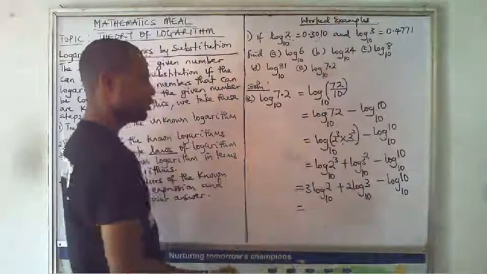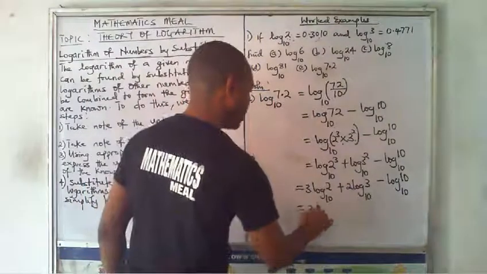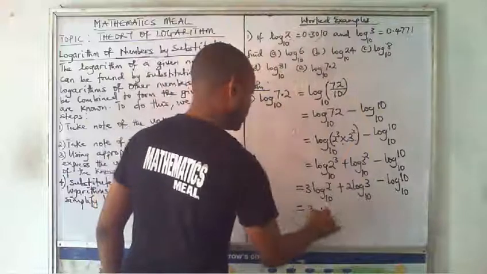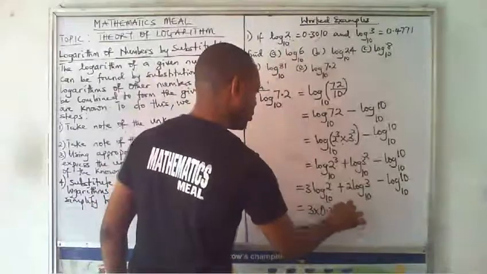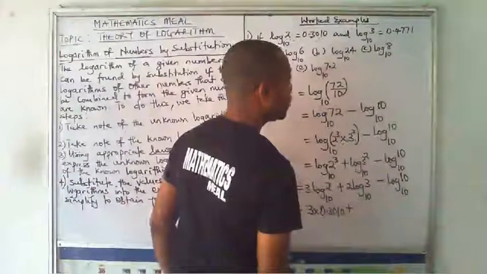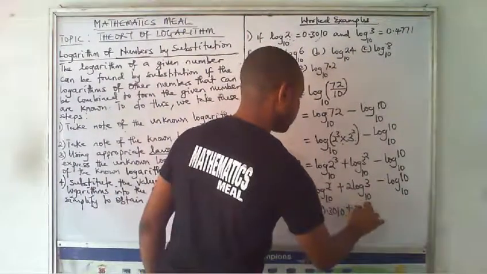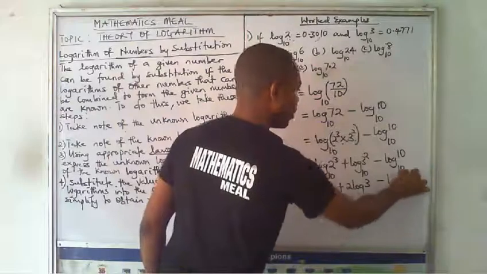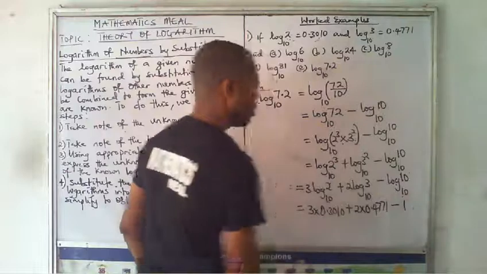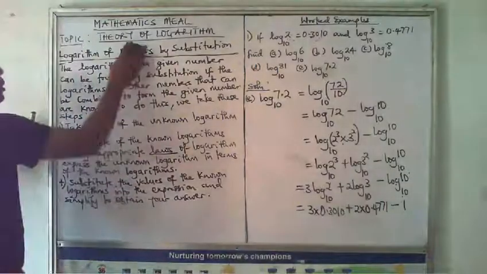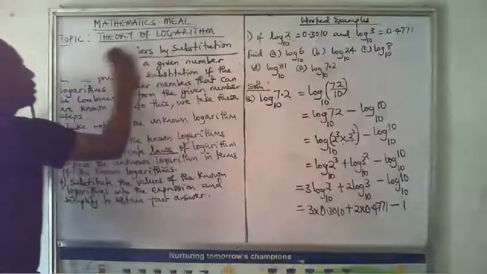So we're almost through. We now have 3 times log 2 in base 10, which was given to us as 0.3010, plus 2 times log 3 in base 10, which was given to us as 0.4771, minus log 10 in base 10, which will give us 1. Okay, I think we need to use this part of the board now.